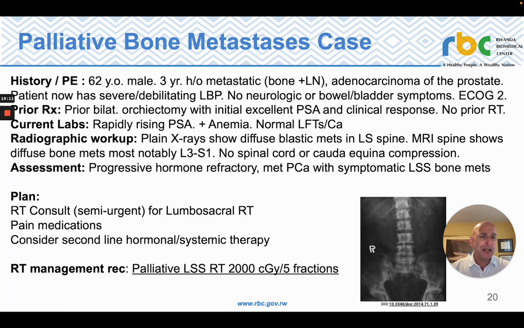His performance status isn't perfect at this point. It's an ECOG of 2, probably mostly attributable to his severe pain. In terms of prior therapy, he had a bilateral orchiectomy initially with an initial excellent response a few years ago, which continued for a few years until the current presentation with back pain. Initially, his PSA dropped. He had a good clinical response. The patient also has had no prior radiotherapy.